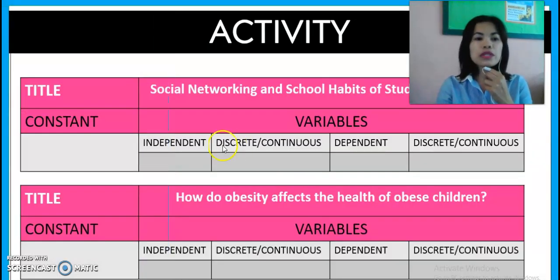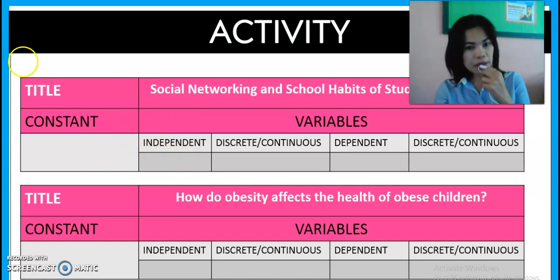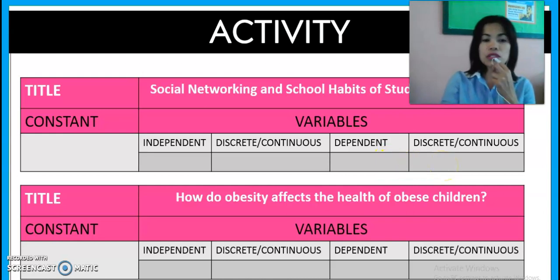In the remaining tables, I want you to do it on your own. There's a title at the top, and then you're going to put the constant. What is the constant? Then the independent variable, and identify whether it is discrete or continuous, and then the dependent variable, whether discrete or continuous. Okay, if you have questions, just send me a PM.